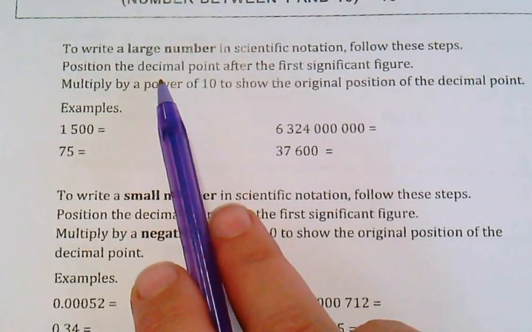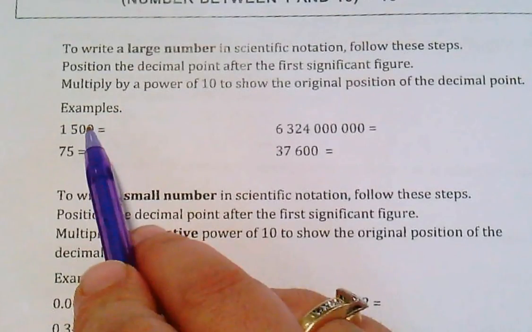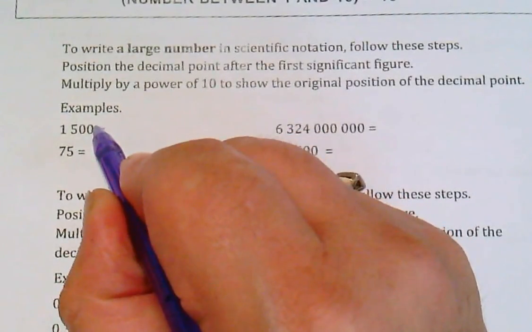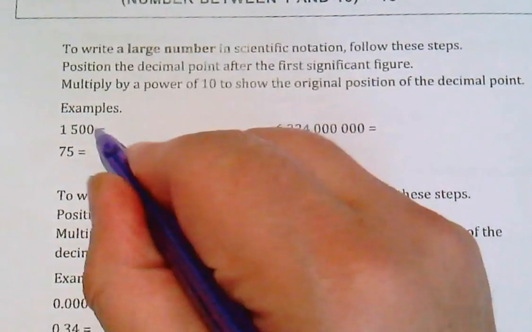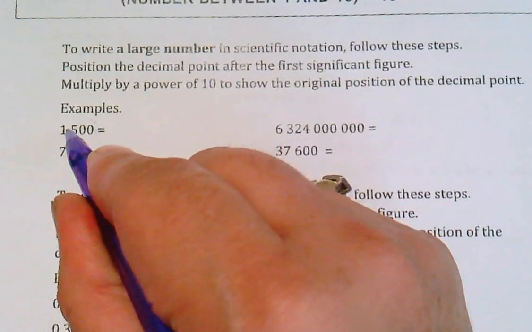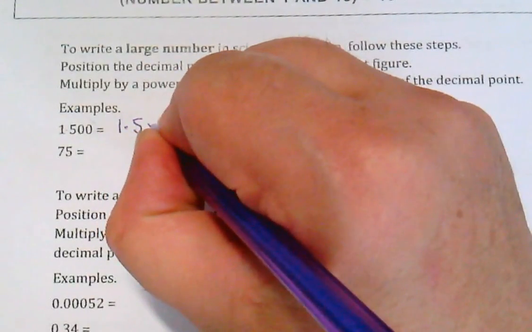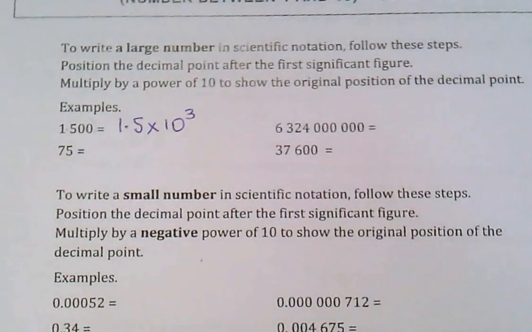Position the decimal point. Actually, I don't like doing it that way. Where's the decimal point at the moment for that number, 1500? At the end. How many places do I have to jump to get it to a number between 1 and 10? 1, 2. If I put it here, I've got 1.5. Can you see that? So how many places did I jump? 1.5 times 10 to the 3.